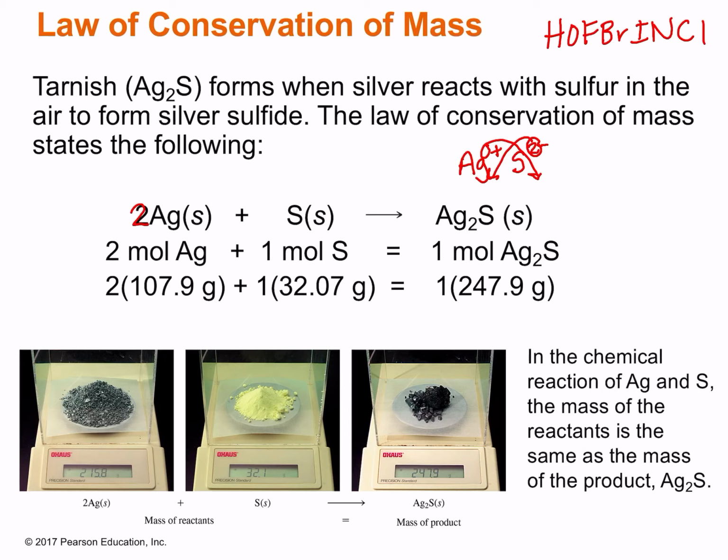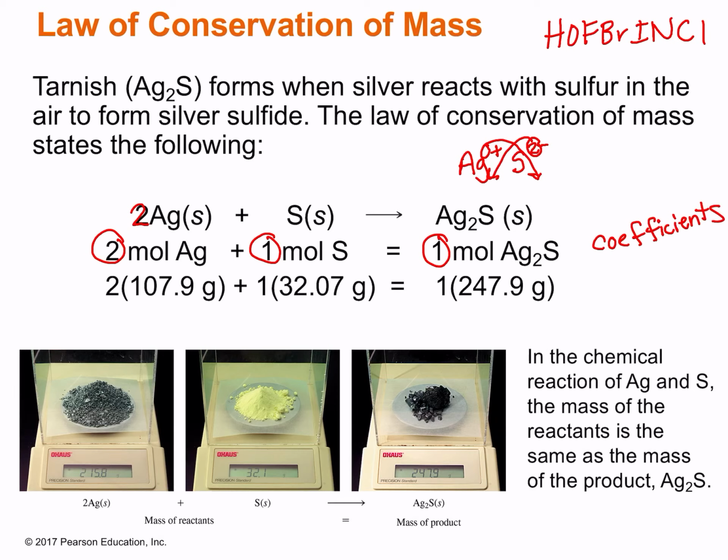So by writing it this way, we are saying that 2 moles of silver are reacting with 1 mole of sulfur to produce 1 mole of silver sulfide. These numbers here are the coefficients from the balanced chemical equation.